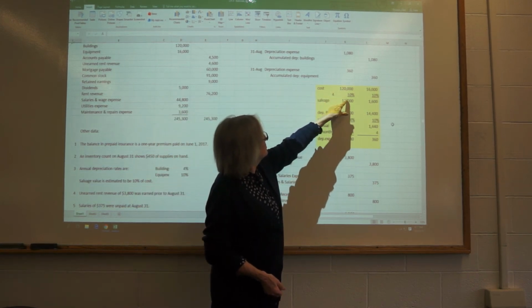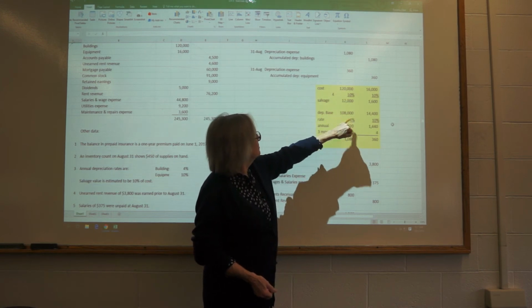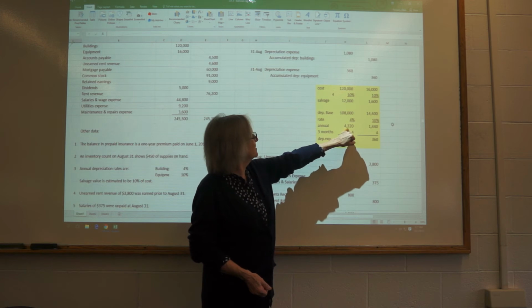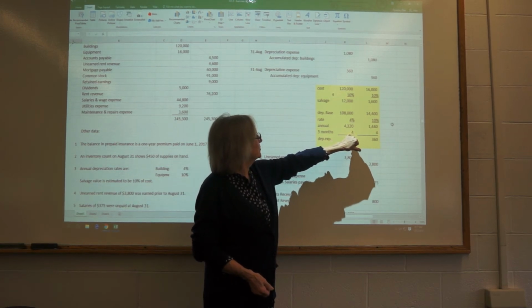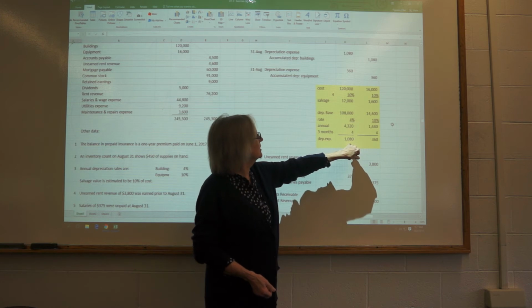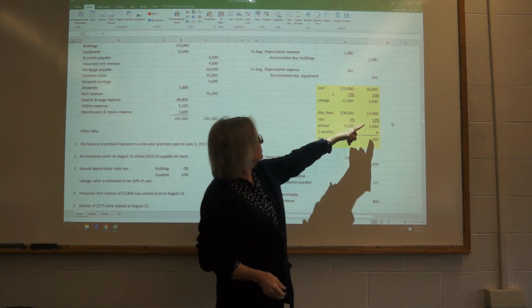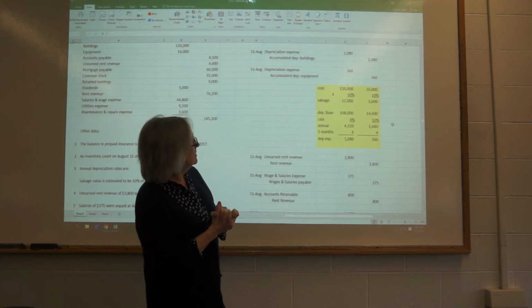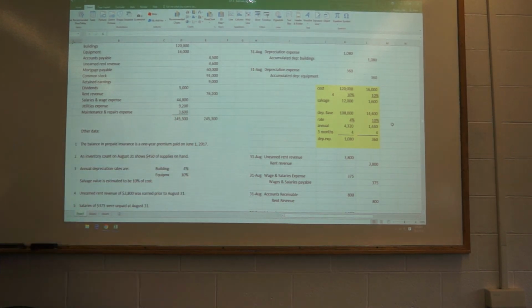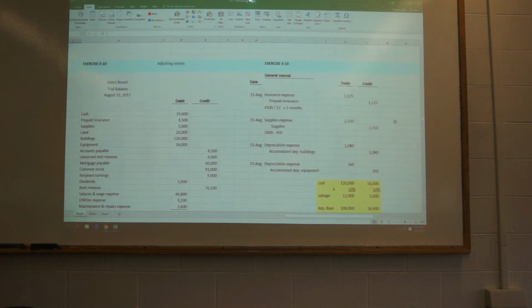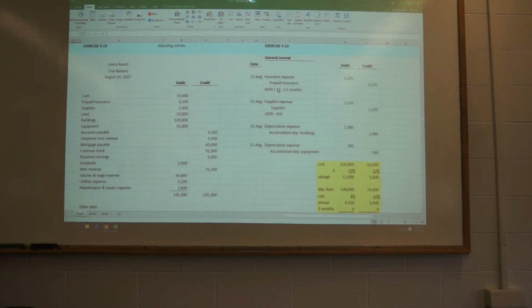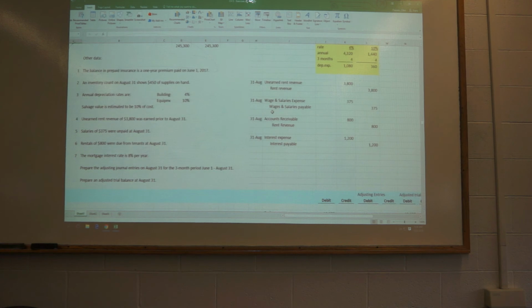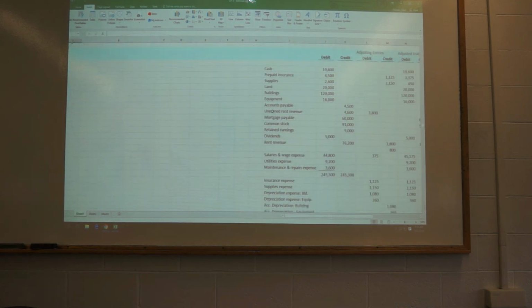So they're saying salvage is 10%, so salvage is 12,000, you get to your base, and then the depreciation rate is 4%. That gives you the annual, but we're only doing 3 months, so you divide that by 4 to get 180. You do the same procedure, except they're using different rates for the equipment. So I think that was the only real confusing item there as you're going through. You just have to make sure, here we're doing the adjusting entries for the quarter, and so you have to adjust the insurance expense for 3 months, because it's a quarter.